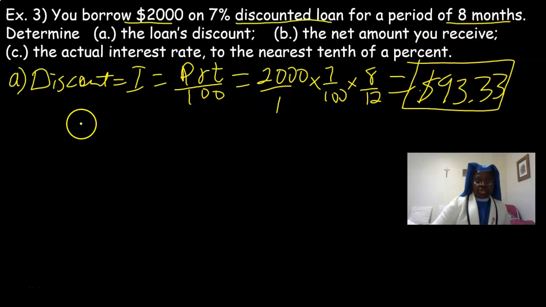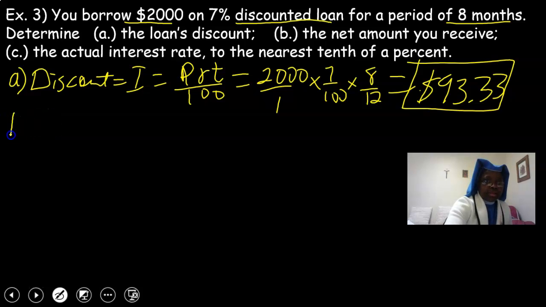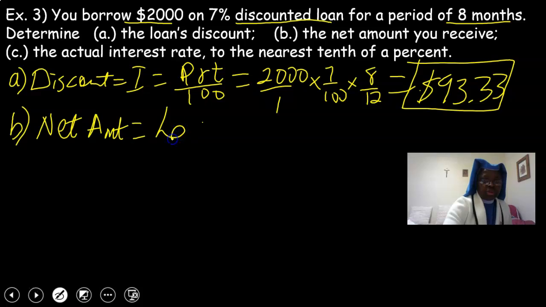So we are going to subtract that. So B, the net amount, is going to be the loan minus the discount we just found.